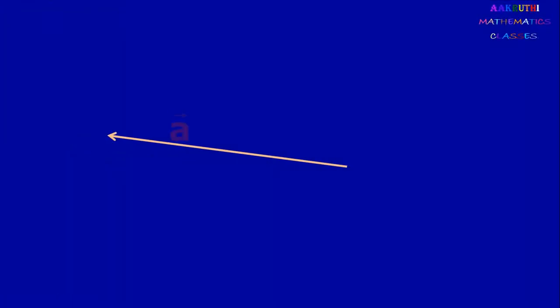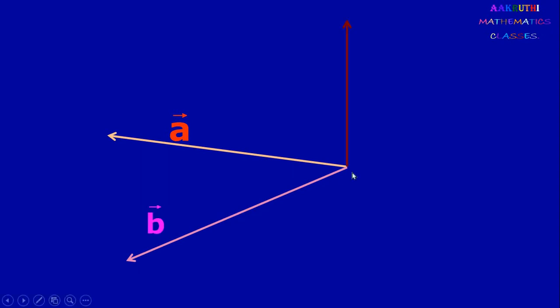Now we consider a vector in this direction and one more vector, b vector, in this direction. Then the direction of a cross b will be like this. It is perpendicular to both a vector and b vector. And here we have n cap, a unit vector in the direction of a vector cross b vector. Now here theta is the angle between a vector and b vector. So theta is measured from a vector to b vector.